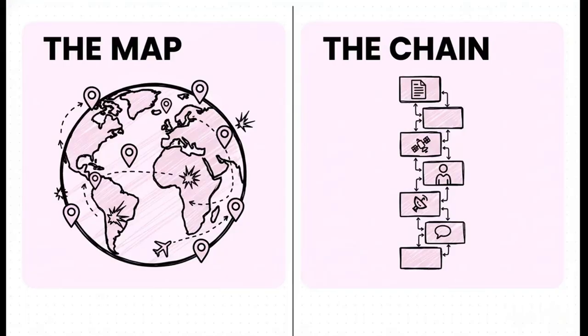Okay, so the World Monitor platform is really built on two core ideas. On one side, you've got the map. This gives you the live, real-time geospatial big picture of what's happening. And on the other side, you've got the chain, which is this constantly updated feed of every single intelligence signal coming in from open sources.